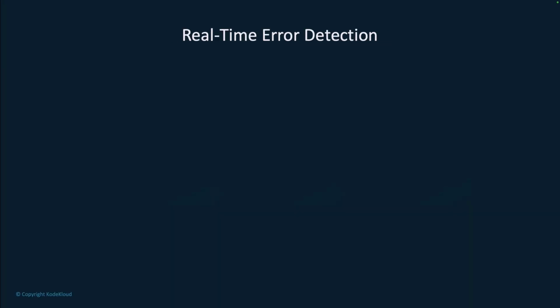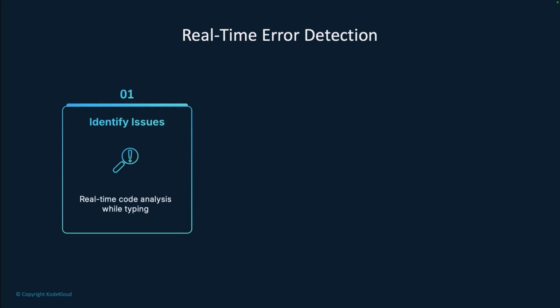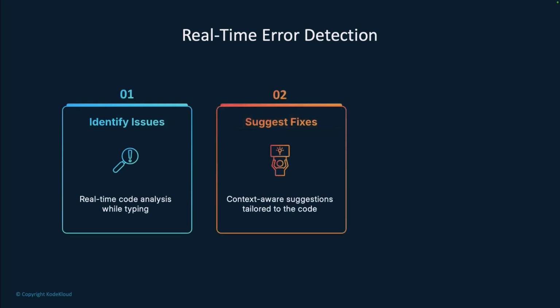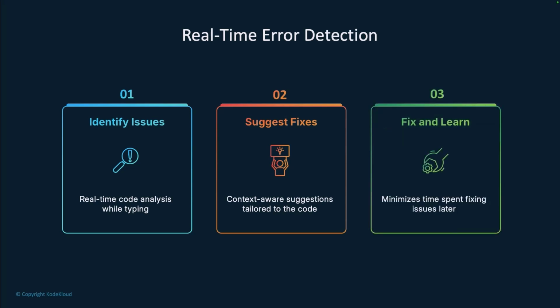Cursor's real-time error detection works like having an expert developer looking over your shoulder. So as you type, Cursor actively analyzes your code to identify potential issues before you even run it. If Cursor finds a problem, it doesn't just flag it, it suggests specific fixes. Now, these aren't generic solutions, but context-aware recommendations based on your specific code. This means you'll not only fix the immediate issue, but also understand why it was a problem.